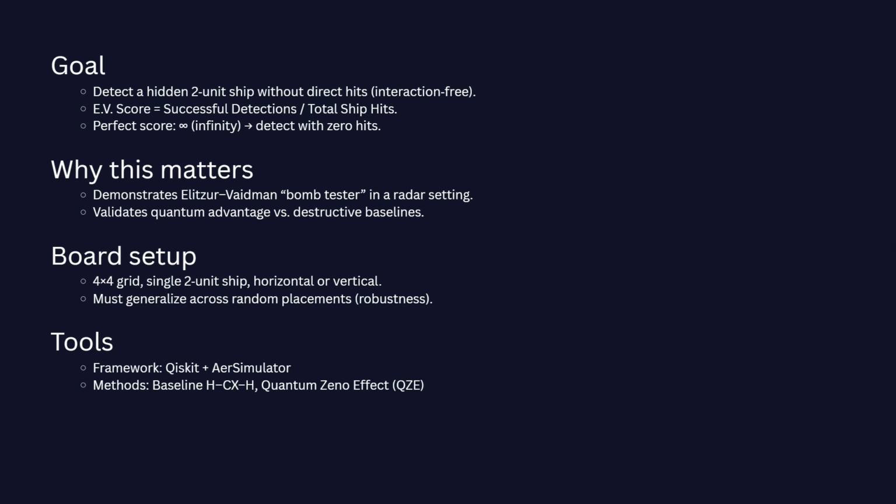The challenge was to reinvent Battleship using quantum mechanics. Our goal is to detect a 2-unit ship on a 4x4 grid. Our success is measured by EV score, which is Elitzur-Vaidman score, which is the total number of successful detections divided by the total ship hits. A perfect score is infinity, which means we find the entire ship with 0 hits. This is what we are aiming for.